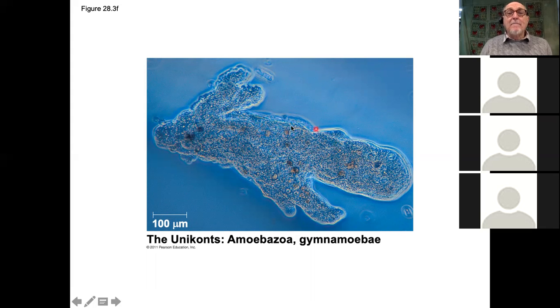It has a cell membrane. There's no cell wall around it at all. These usually have a single nucleus, and they can get quite large. These amoeba can be just large enough that you can see them with the naked eye. Extremely, extremely common.